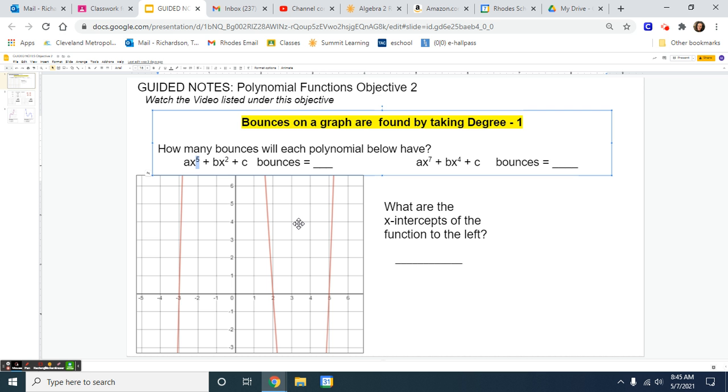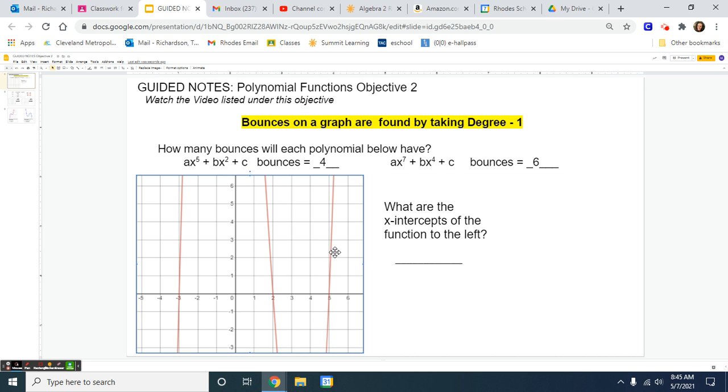Okay, that is the largest exponent that I see. So if I want to find bounces, I take the degree, which is 5, I minus 1. My graph would have, if I graph this, it would have 4 bounces. It would have 4 turns, curves, whatever you want to say. Okay, next problem. Again, how many bounces? Find the degree. Your biggest exponent, 7. If you do 7 minus 1, 6. So this one turns a lot, right? 6 different times. So you will have a question like that. Find your largest exponent, minus 1. That's how many bounces that graph would have.